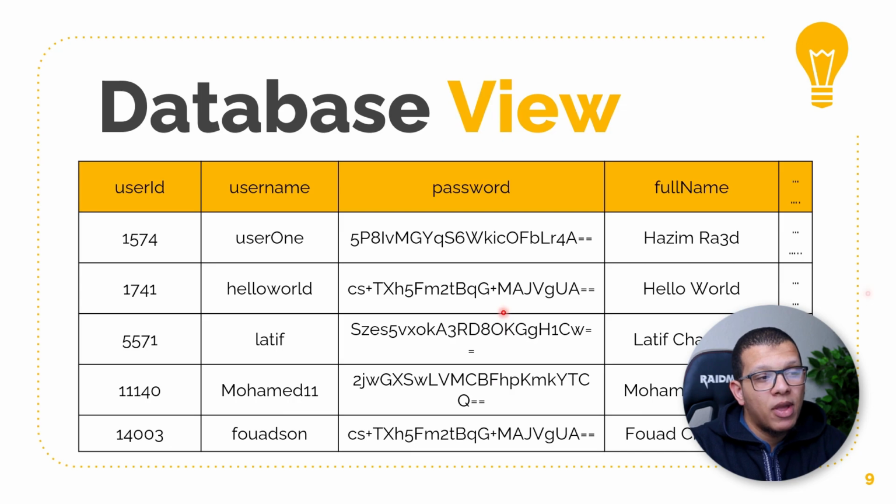But here is the problem. If the hacker knows the secret key used to do the encryption and the algorithm, he can view all the passwords. That's the problem with this kind of approach. All right. So there is also another problem. The hacker can be intelligent.